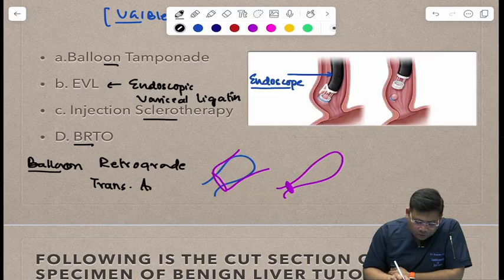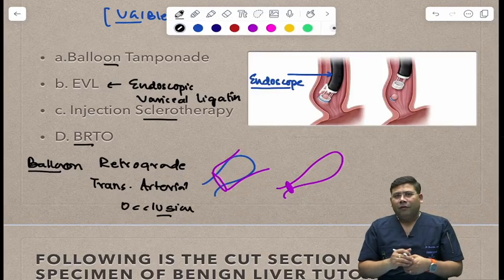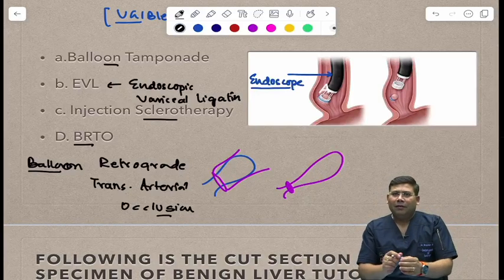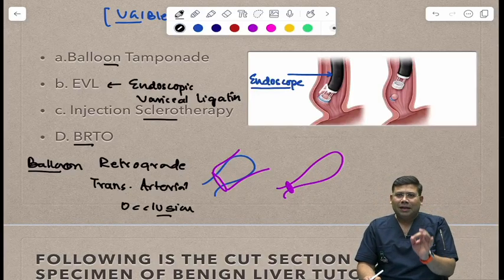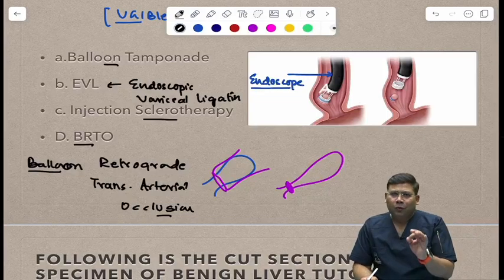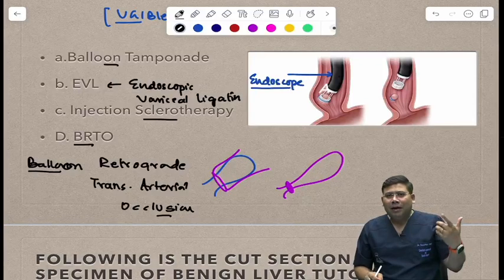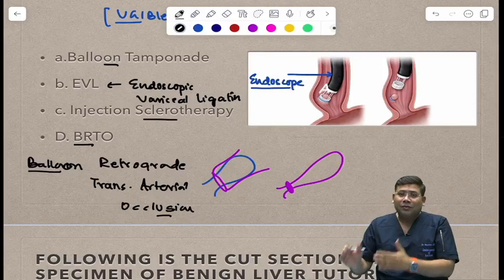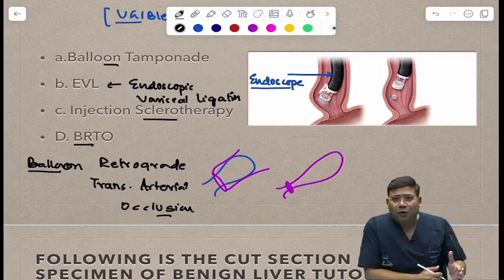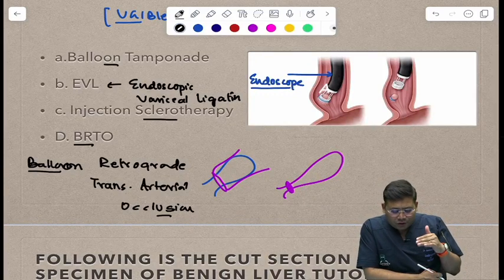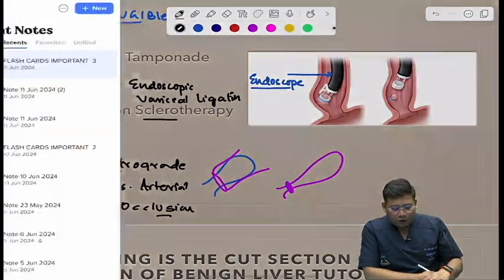transvenous obliteration. Now the question comes, sir, why did you name it here? Remember students, when we talk about BRTO, we actually catheterize the vessel and we occlude that vessel. What is the significance of BRTO? Do we do it for portal hypertension? Yes, we do it for portal hypertension. But if it is the gastric varices, but if it is gastroesophageal varices, for them we are going to go for either the band ligation or we are going to go for endoscopic sclerotherapy.